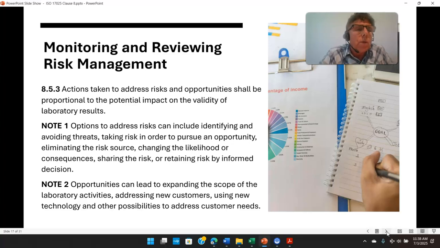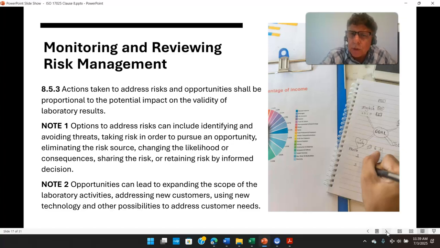We'll finish risk management. At 8.5.3, actions taken to address risks and opportunities shall be proportional to the potential impact on the validity of laboratory results. And note 1, options to address risks can include identifying and avoiding threats, taking risk in order to pursue an opportunity. Opportunities for improvement typically have a risk associated with them. Also eliminating the risk source, changing the likelihood or consequences, sharing the risk, or retaining risk by informed decision. And then note 2, opportunities can lead to expanding the scope of the laboratory.